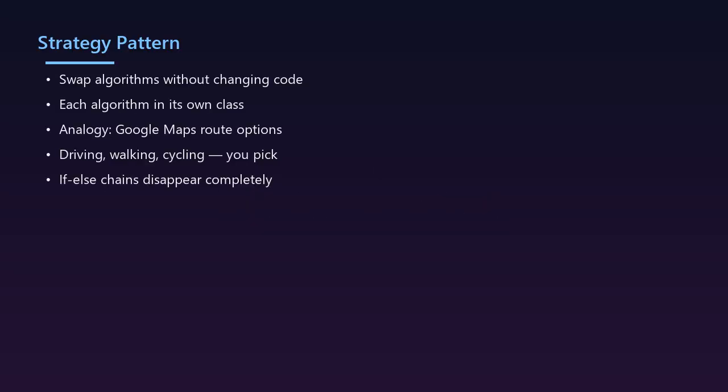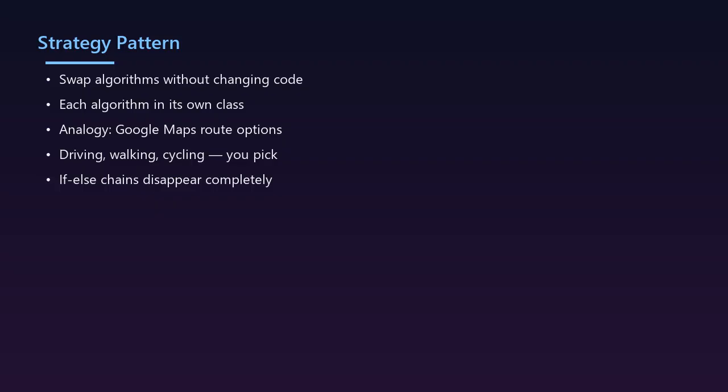Strategy pattern. Imagine Google Maps. You enter a destination, and it gives you options: drive, walk, or cycle. Each route uses a different algorithm. But the app itself doesn't change. It just swaps the routing strategy based on your choice.